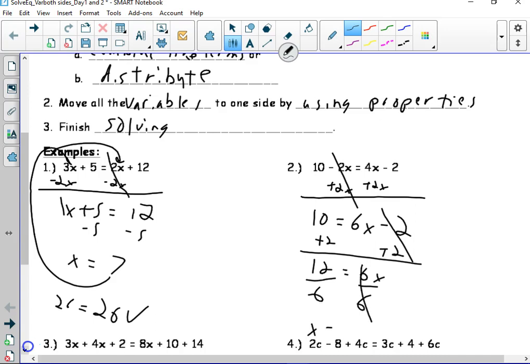And that's going to give me x equals 2. Which again, you can plug back in real quick. 10 minus 4 is 6. 8 minus 2 is 6. Check.